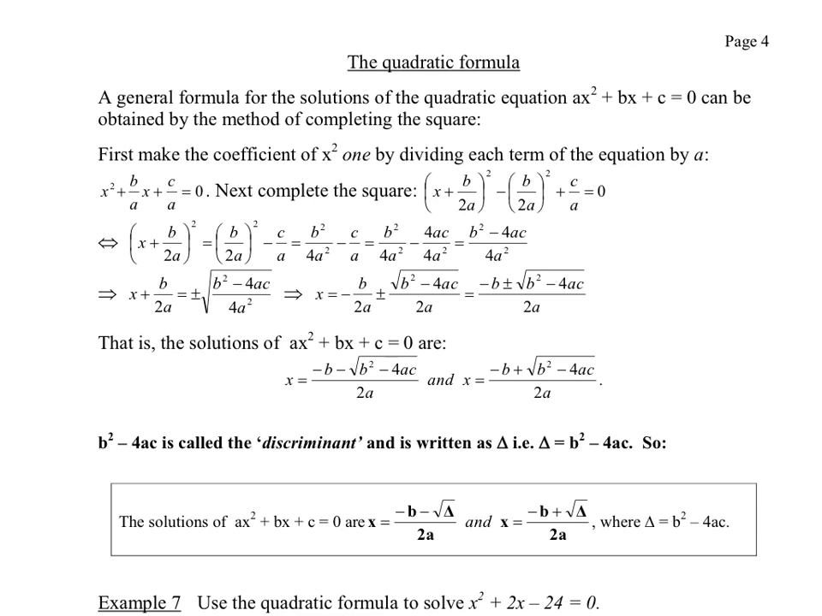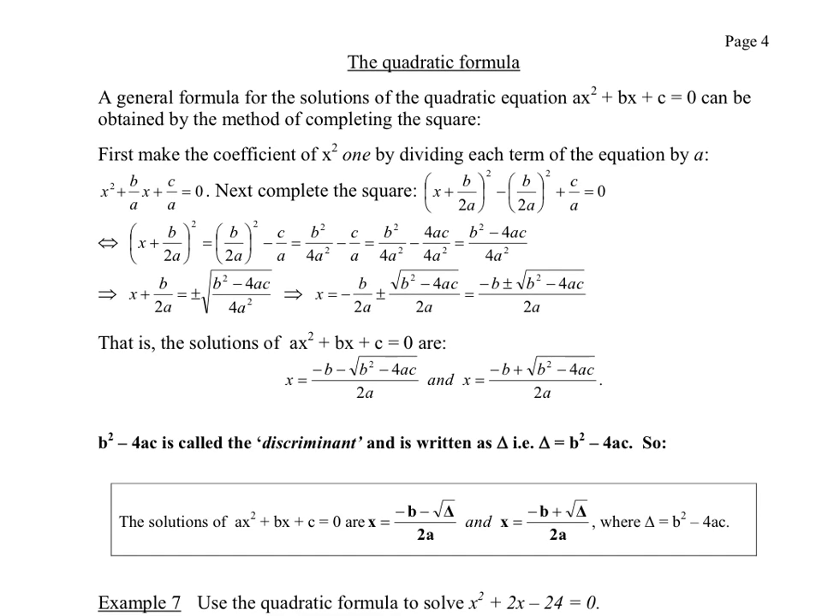Now sometimes we write a shorter form of that, where the b squared minus 4ac is written as this little triangle, delta. The Greek letter delta is b squared minus 4ac. And so we end up with this simpler form of the quadratic formula.